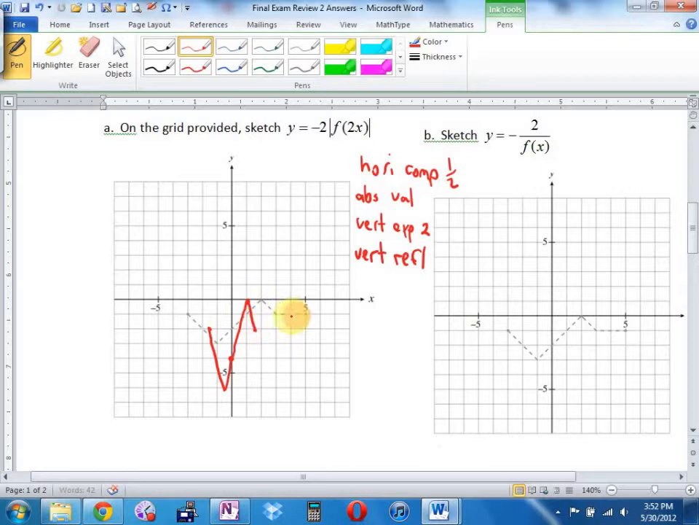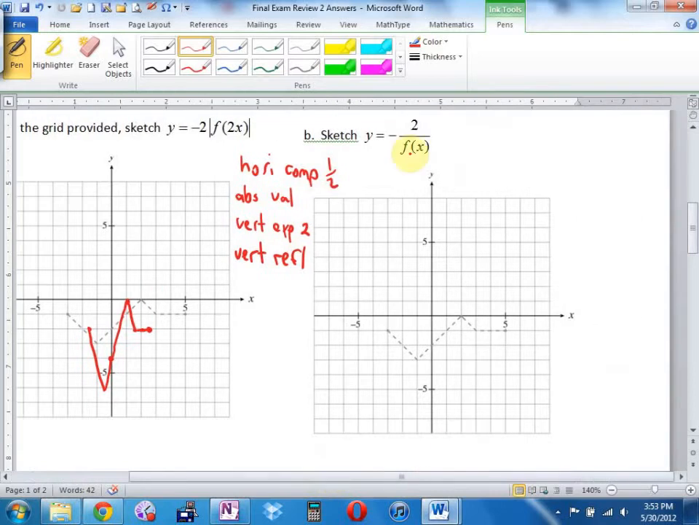How about, let's do this point because it's going to be nicer. Horizontally compress, 2. Absolute value, 1 above. Vertically expand, 2 above. Vertically reflect, 2 below. I'm going to get a little horizontal line and it's going to stop right, let's see, 2.5, absolute value, expand, reflect. It's going to stop right there. That graph would come down. That's a tough question. Absolute value with a twist.